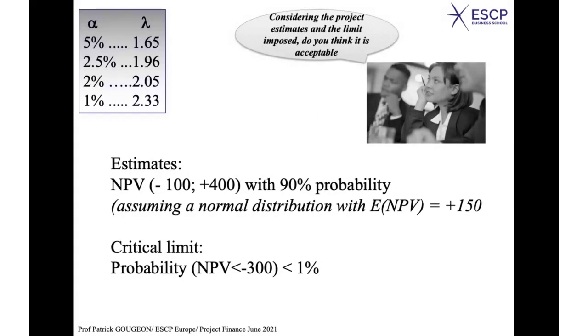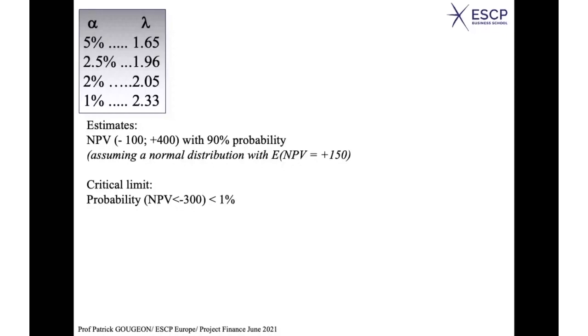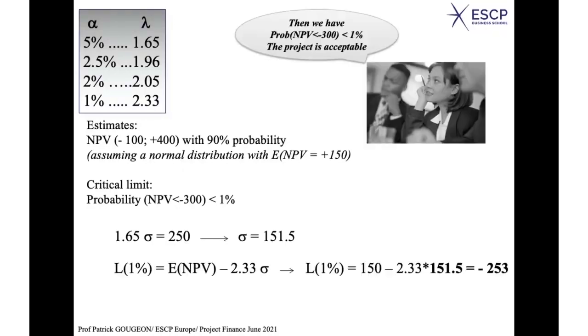Let's say that you don't want the probability of NPV lower than minus 300 to be higher than 1%. Is that acceptable? It's always the same story. I'm not going to comment. This is exactly the same type of exercise, except that in this case we are using the NPV. So I recommend that you look at this to see whether you follow me.